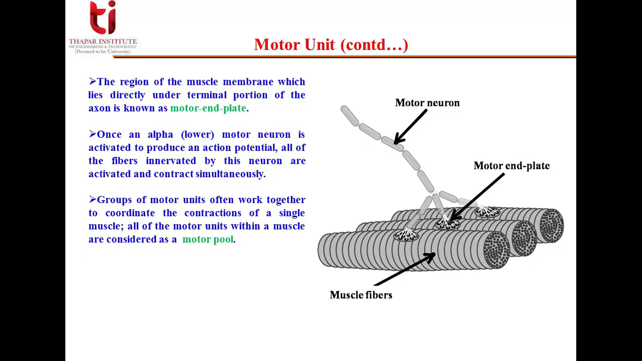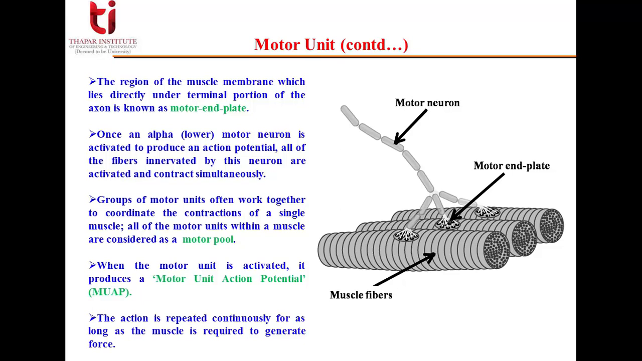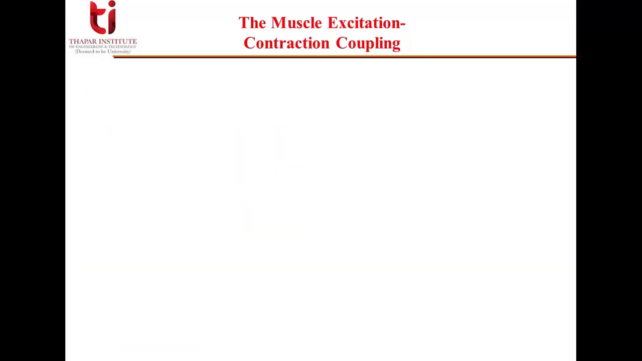Groups of motor units often work together to coordinate the contractions of a single muscle. All of the motor units within a muscle are considered as motor pool. When the motor unit is activated, it produces a motor unit action potential, which is known as MUAP. The action is repeated continuously for as long as the muscle is required to generate the force. Now let's see the muscle excitation and contraction coupling.